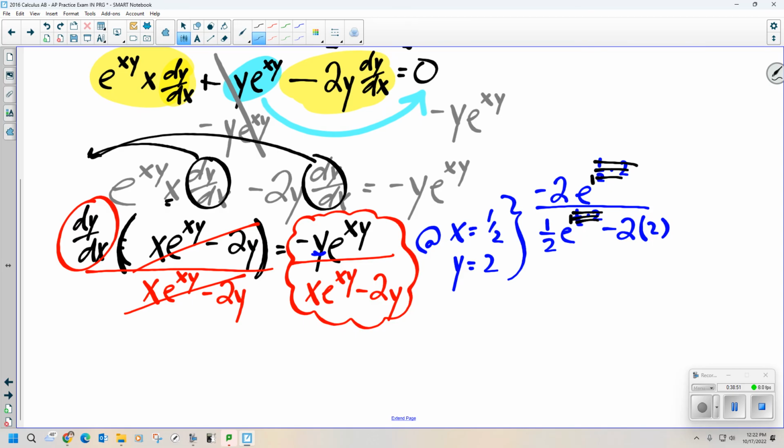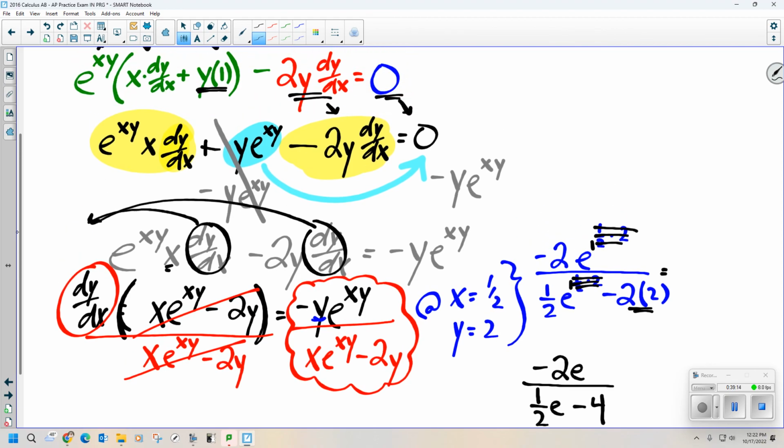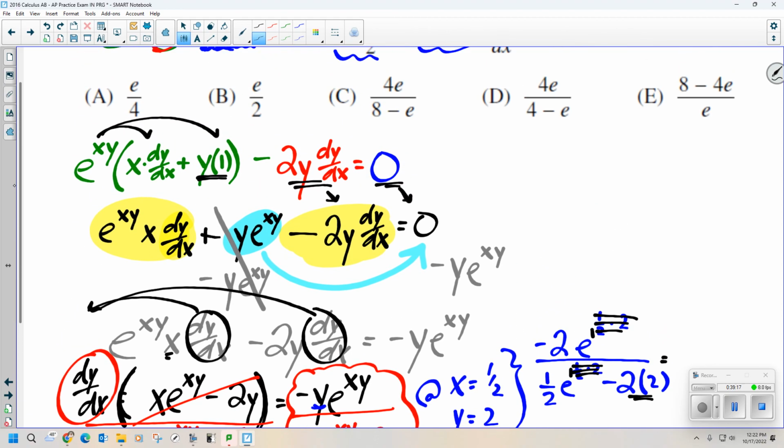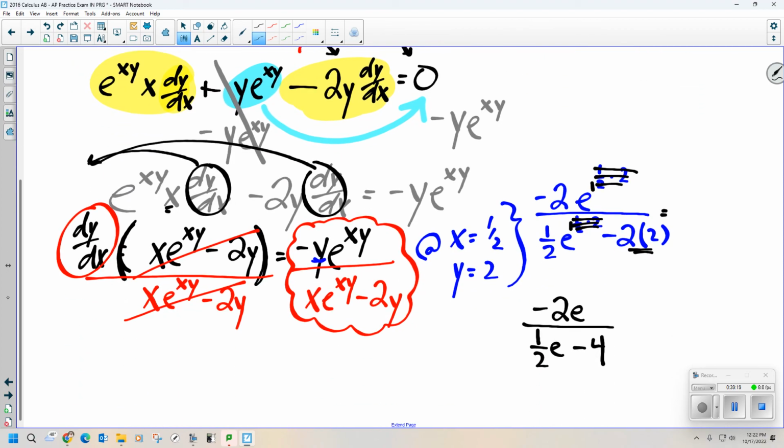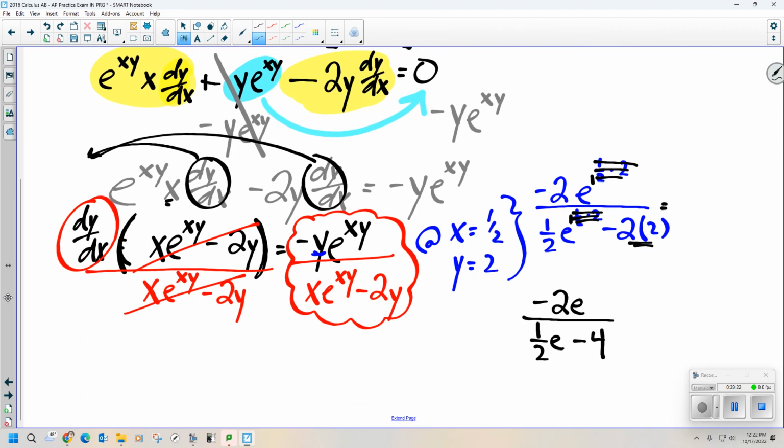All right? I'm going to have to get rid of that fraction on the bottom. Shame on you. So what do I end up with? I end up with negative 2e over 1/2 e minus 2 times 2 is 4. They want us to get rid of this 1/2 because I don't see any answers where my fraction has another fraction in the bottom. So let's multiply everything times 2. Multiply the top times 2 and the complete bottom times 2.